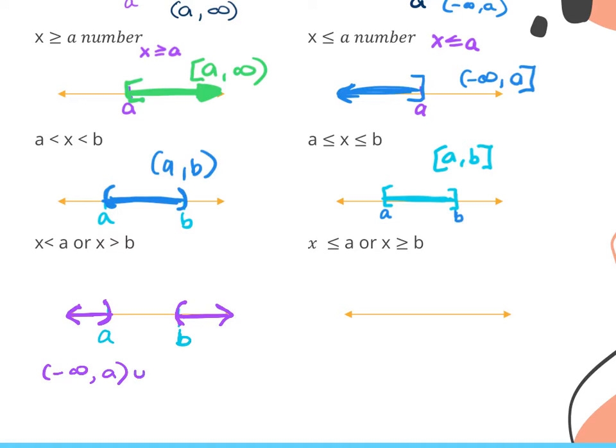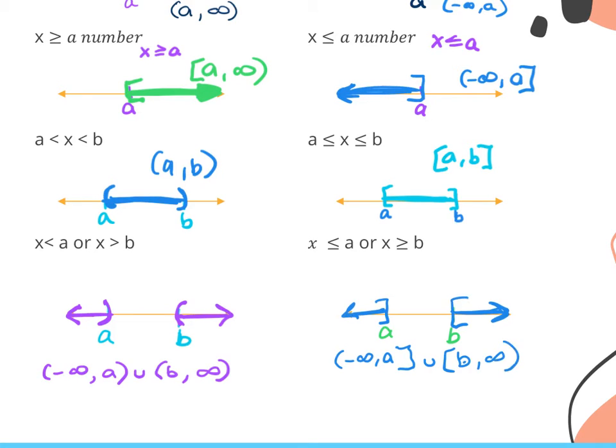And you get a little u for union, which means it can be either of these sets. So that little u is called union, okay? But it means either of those sets. An answer from either of those sets works. The next one would be a and b, same, but this time it gets a bracket on each and it points out. Negative infinity to a, bracket, union b to positive infinity.